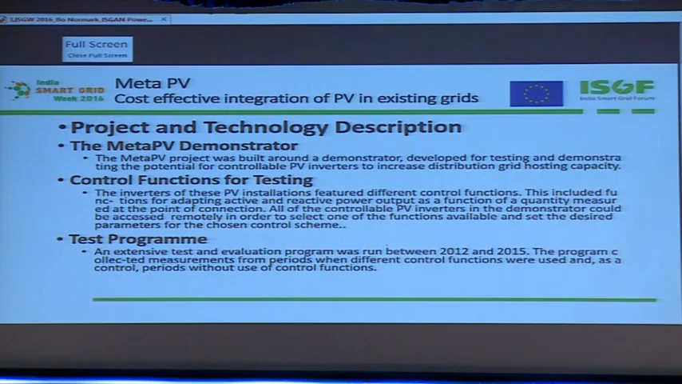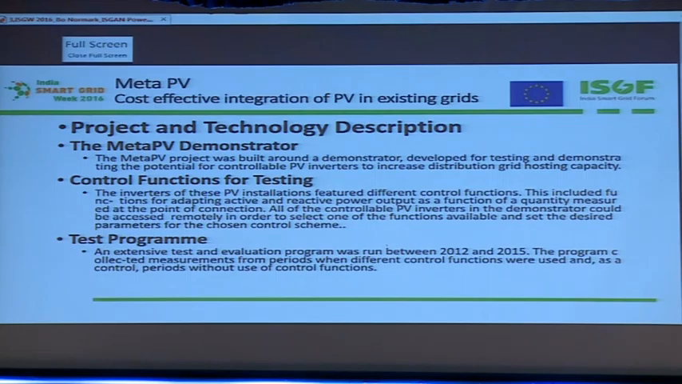Then another project deals with photovoltaic and integration of photovoltaic. If you're engineers, you should read this example because it's a good example of how you can use advanced controls to enhance the capability of photovoltaic.